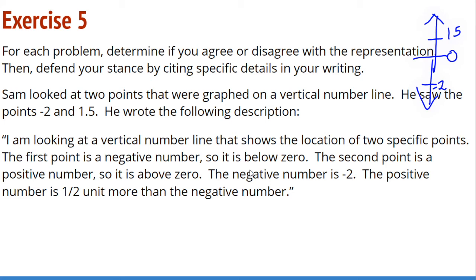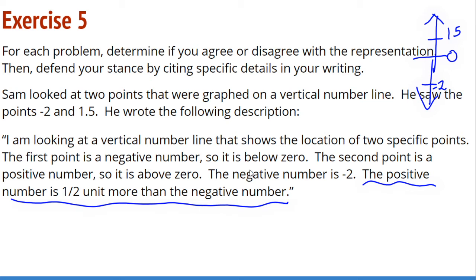I'm looking at a vertical number line that shows the location of 2 specific points. The first point is a negative number, so it is below 0. The second point is a positive number, so it is above 0. The negative number is -2. The positive number is 1/2 unit more than the negative number. I loved everything about this except for here.